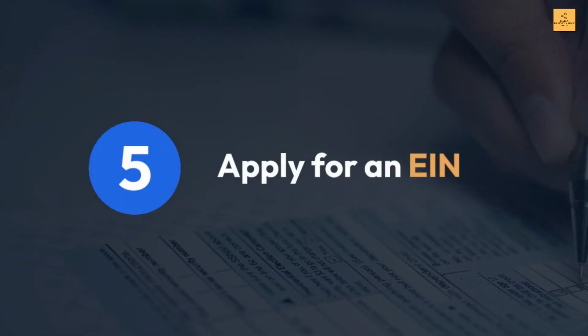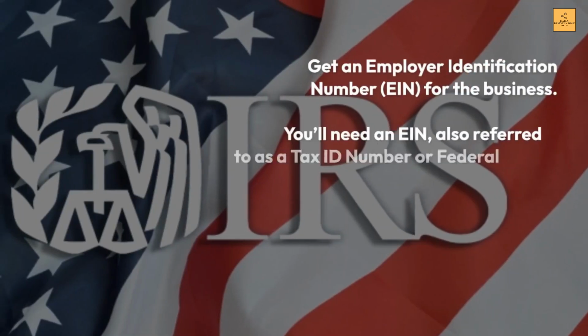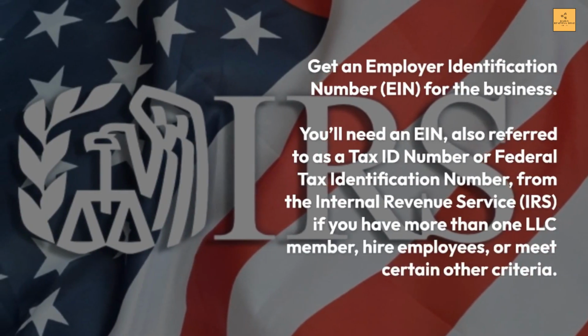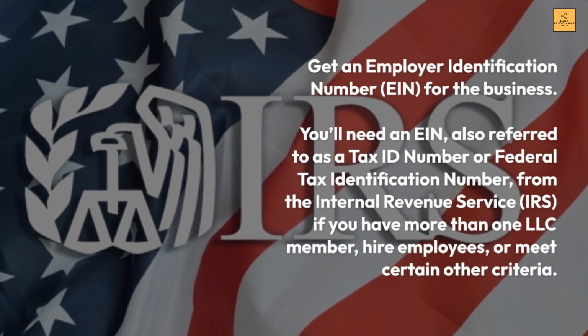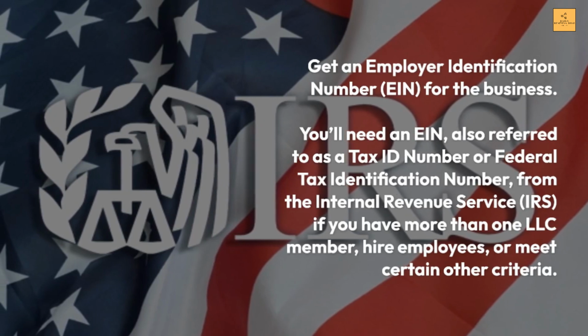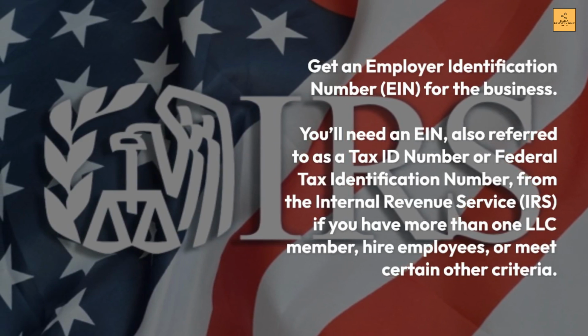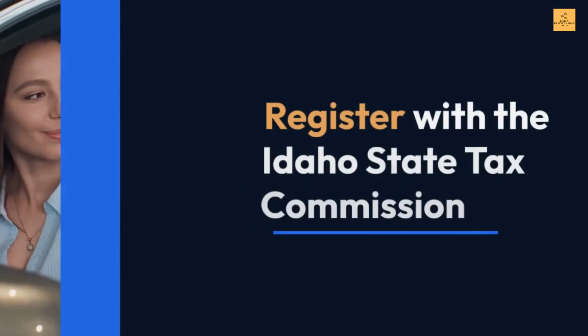Step 5. Apply for an EIN. Get an Employer Identification Number (EIN) for the business. You'll need an EIN, also referred to as a tax ID number or federal tax identification number, from the Internal Revenue Service (IRS), if you have more than one LLC member, hire employees, or meet certain other criteria.